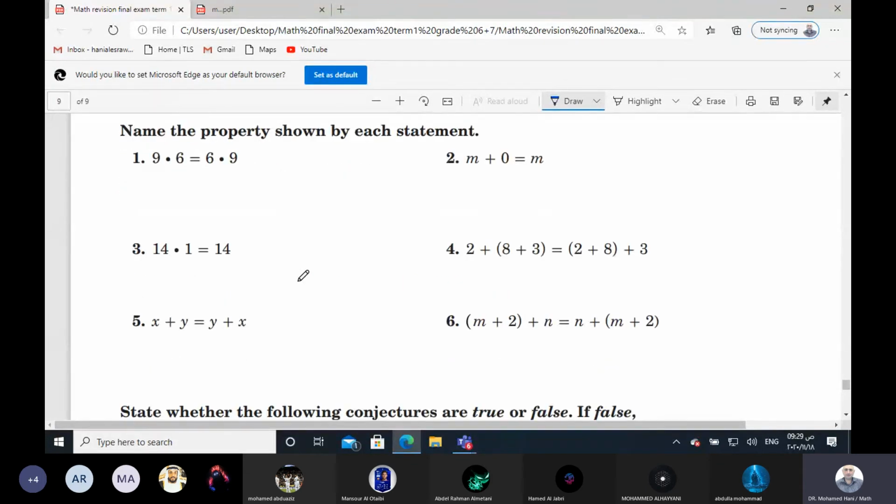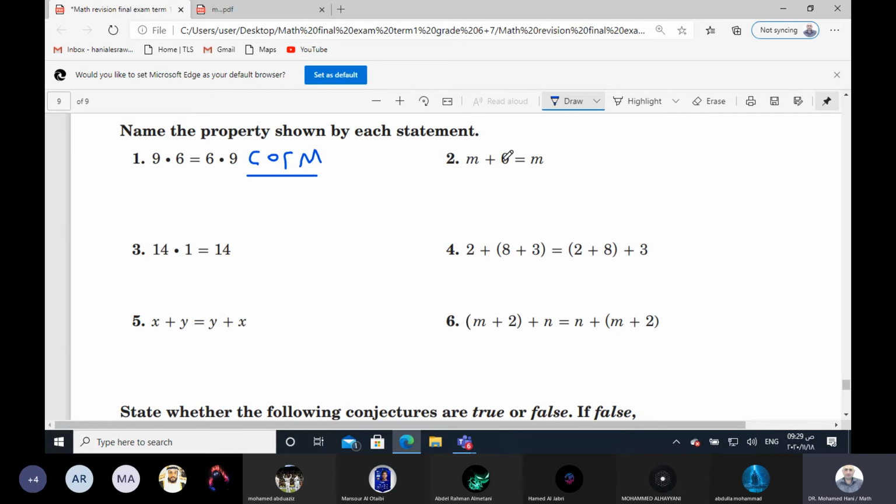Here we want to write the name of the property. 9 times 6 equals 6 times 9. Here, commutative of multiplication, because we have the same numbers on the two sides but in different places. Here 9, here 9, here 6, here 6.